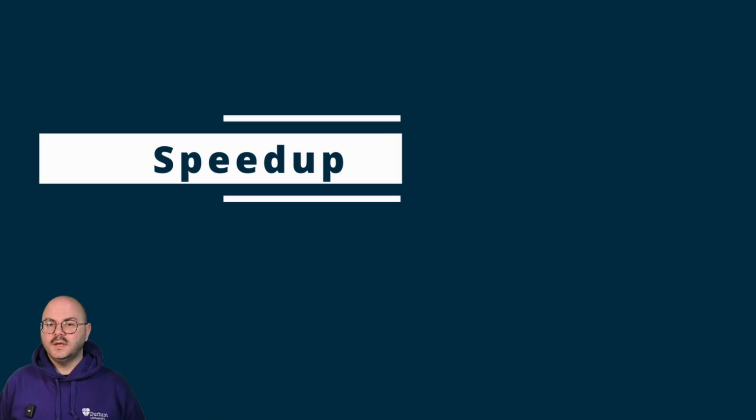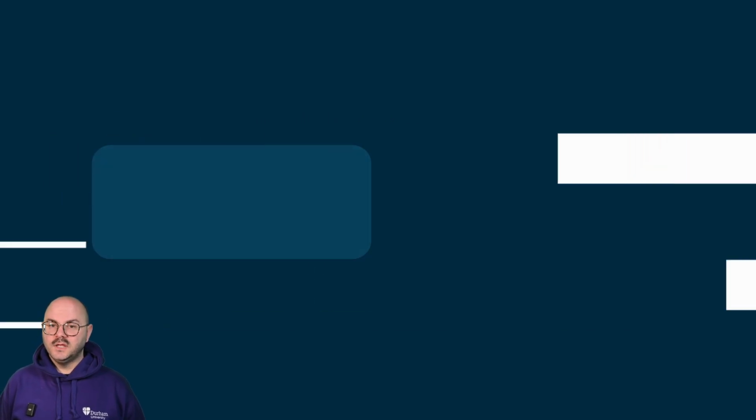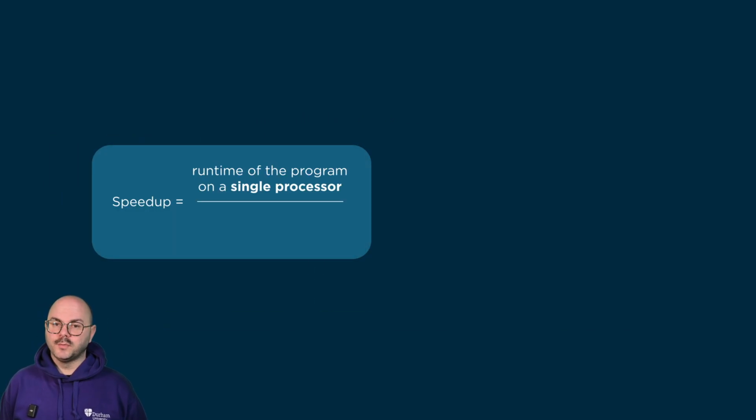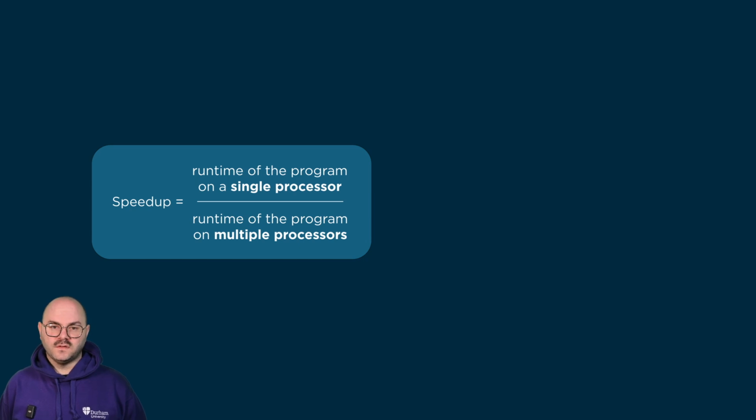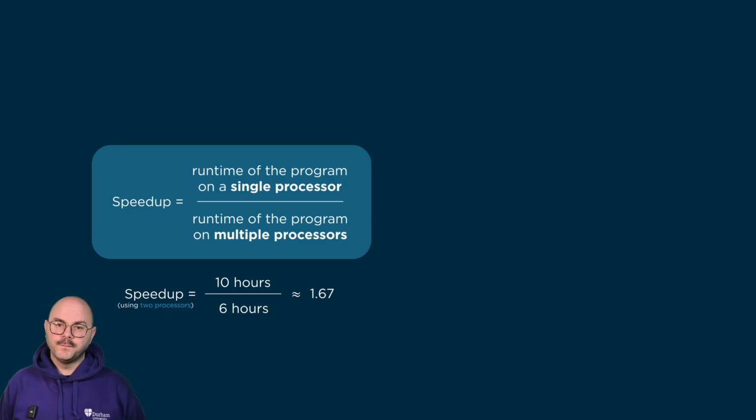We will discuss two terms in this lecture, speedup and efficiency. We define the speedup as the ratio of the runtime of the program on a single processor to the runtime of the program on multiple processors. For example, if the runtime of a program on a single processor is 10 hours and the runtime of the program on two processors is 6 hours, the speedup is 10 over 6, or 1.67. We've committed twice as many processors to yield a reduction in runtime which is less than the ideal reduction, 1/2.